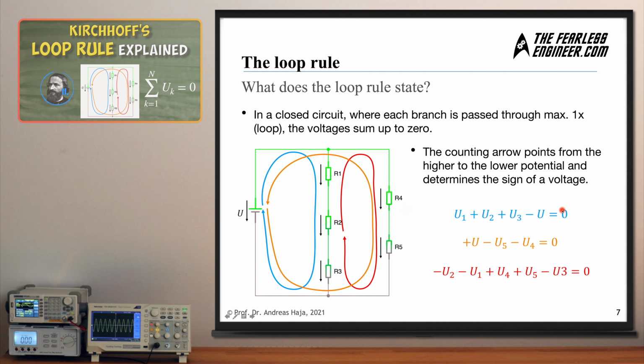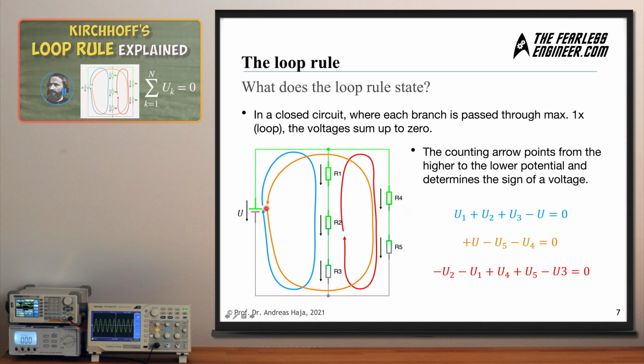So the overall equation would not have changed, because we can simply multiply it by -1 on both sides and still not change the meaning of this equation here. But if you choose to move in a certain direction, you have to consider the directions of the counting arrows. You can do the same for another loop. This is the orange one.